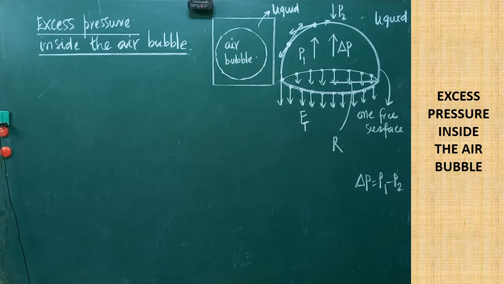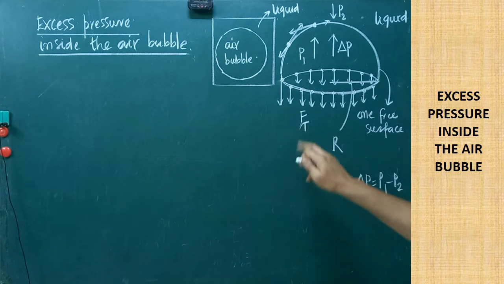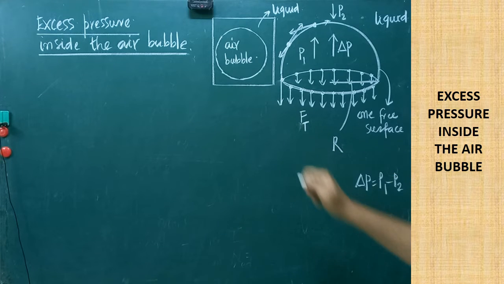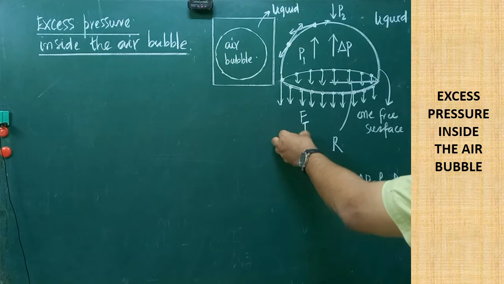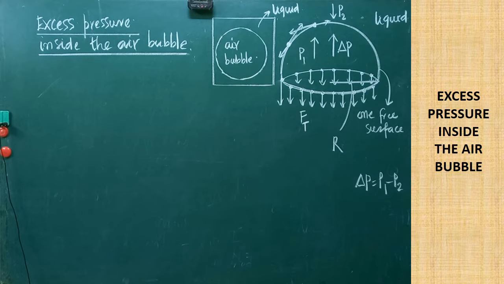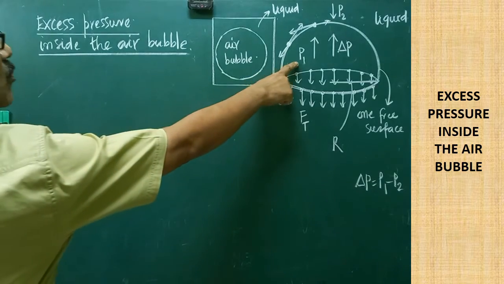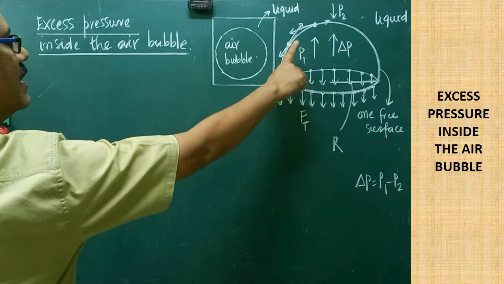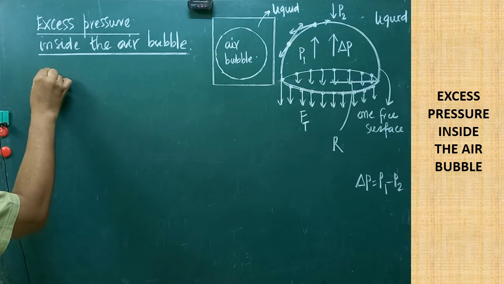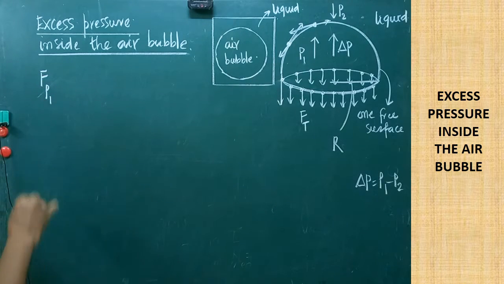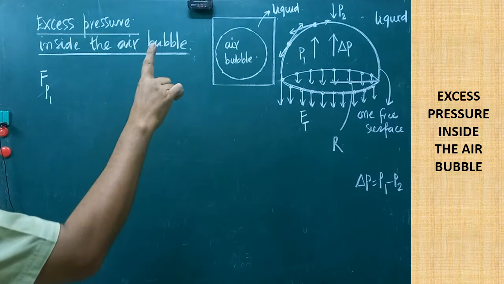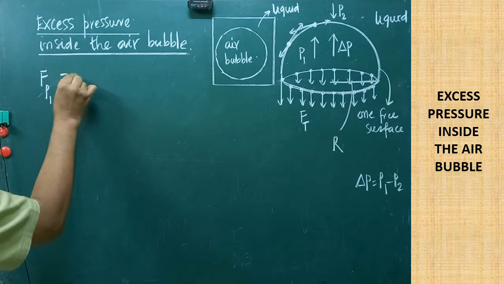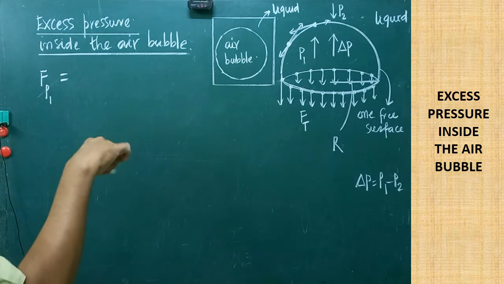Are you clear? Now we are going to see how many forces are acting on the air bubble. That is our next aim. Look here, one pressure is acting inside. P1 is acting inside, so one force is due to P1, acting from inside. That will be equal to the sum of the other two forces.